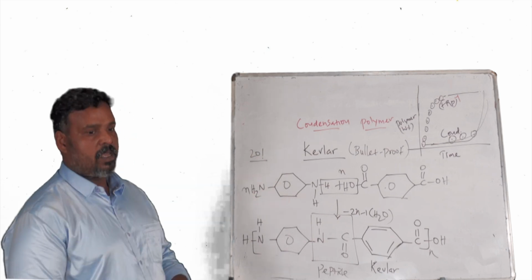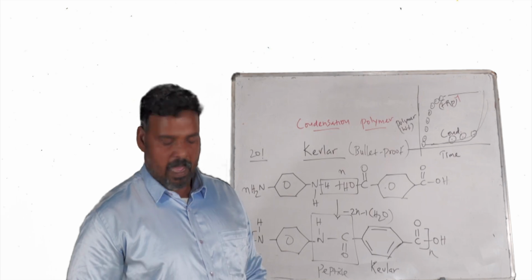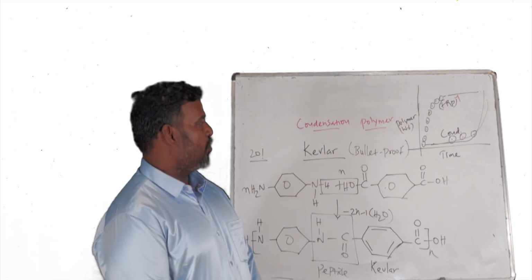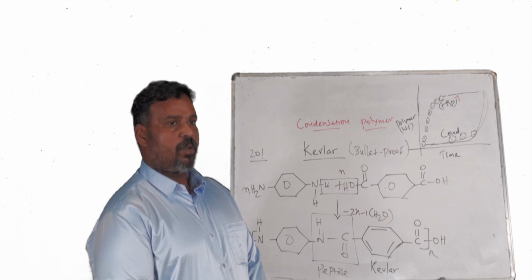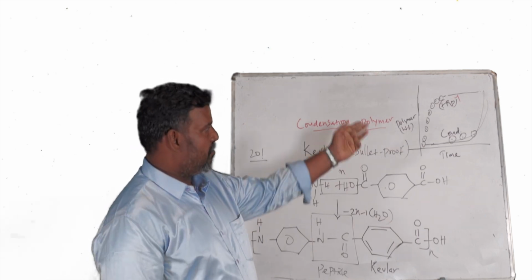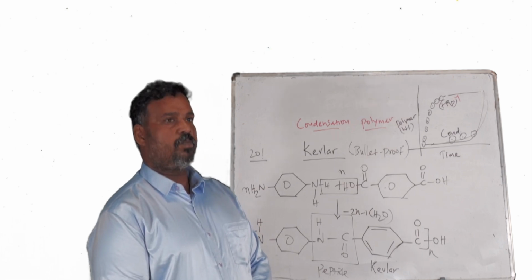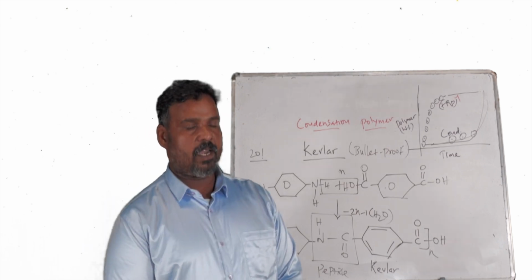So we have seen examples and the mechanism of addition polymerization, and we have seen the mechanism of condensation polymerization, and we have also compared the kinetics of condensation polymerization and free radical polymerization. So we have learned the basics of addition and condensation polymerization with examples. Thank you very much for your kind attention. Thank you so much.